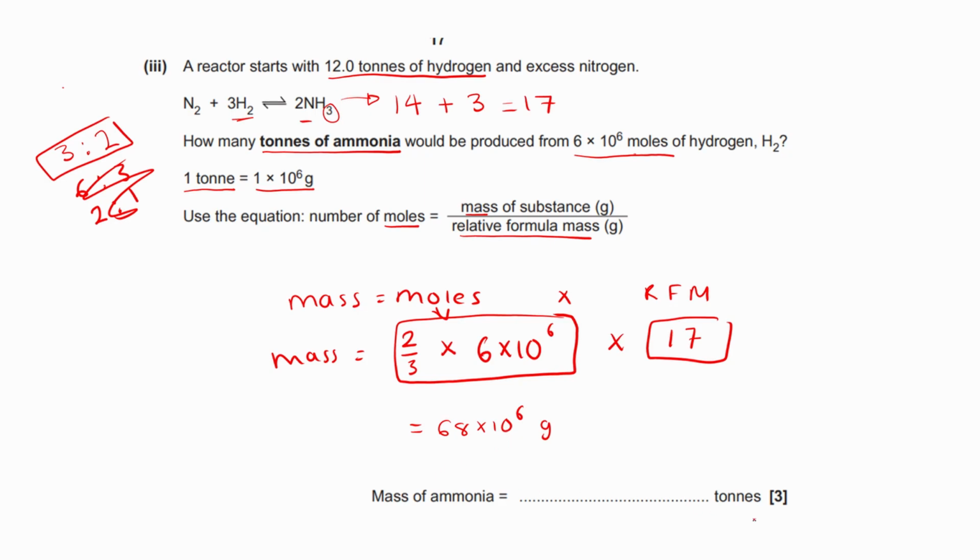But it's asking us for the amount in tons. If we divide that by 1 times 10 to the power of 6, this number here, to convert it back to tons, that would be 68 tons. So you'd get 1 mark for working out this relative formula mass of ammonia here. You get 1 mark for doing this calculation here using this 2/3 ratio from that equation, and your final mark would be your answer in tons. So that's your 3 marks.